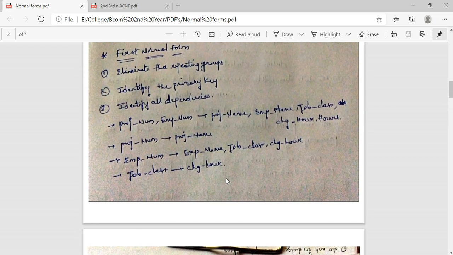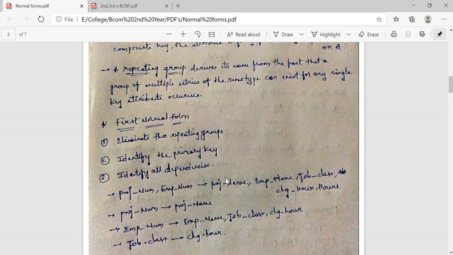So I have told you how to convert a table into a normal form, so that it satisfies all the conditions which are applied to a normal form. What are the three actions you have to perform to convert a relation into a normal form? Here, basically, the first normal form is to eliminate the repeating groups. We have already discussed what repeating groups are, so you have to eliminate them.